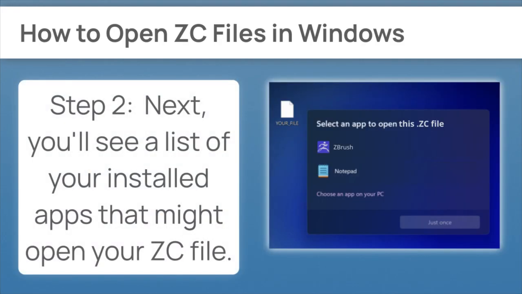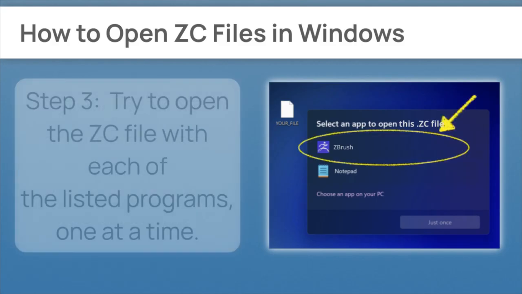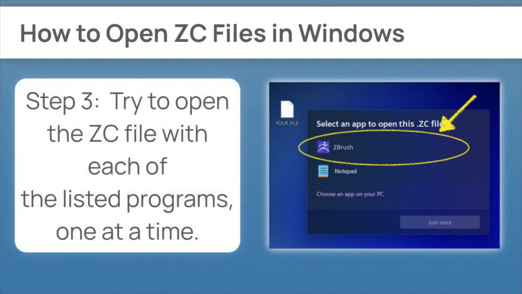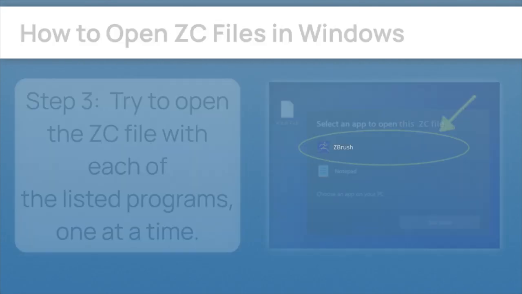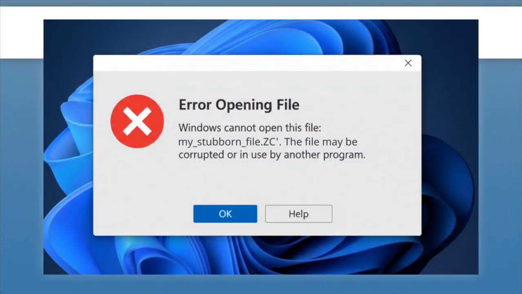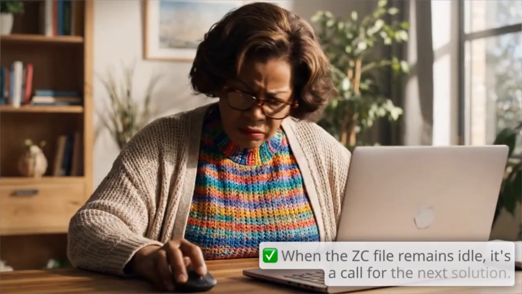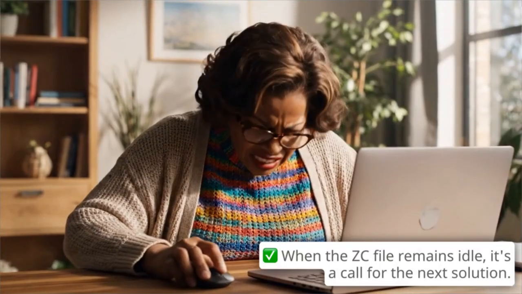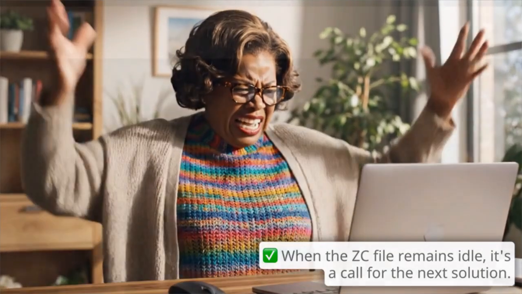Right-click the ZC file and select Open With. Test ZBrush if it appears. If not, choose another application. One of them is the right match. If you still cannot open your ZC file, that is okay. If your ZC file still refuses to load, we are dealing with one of 3 predictable errors. Let's check them off with this easy list right now.